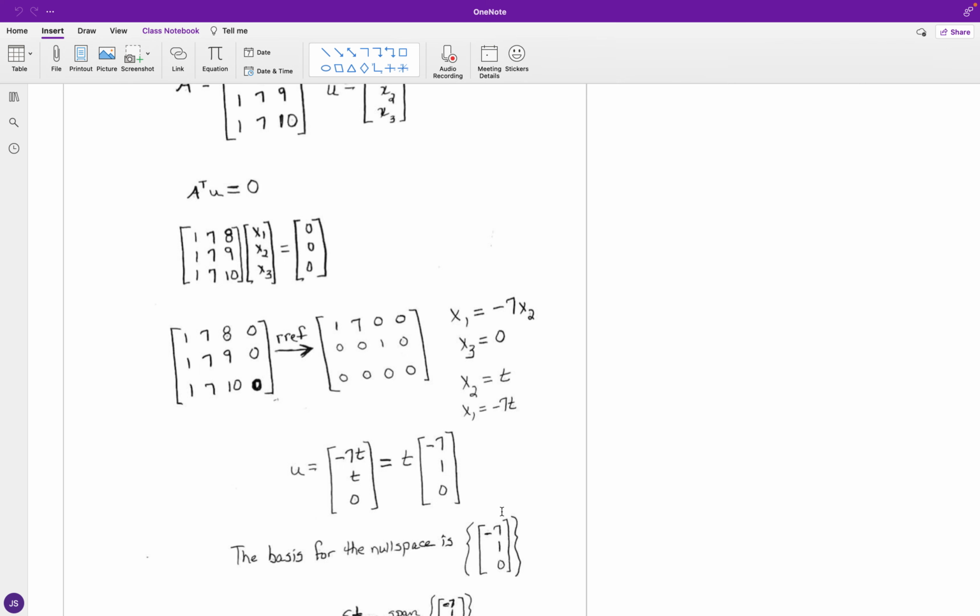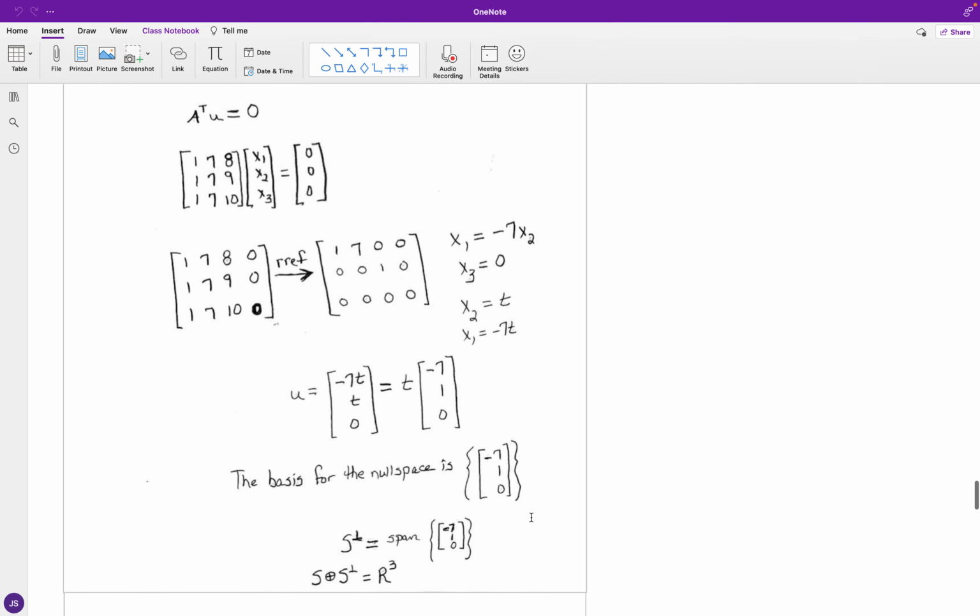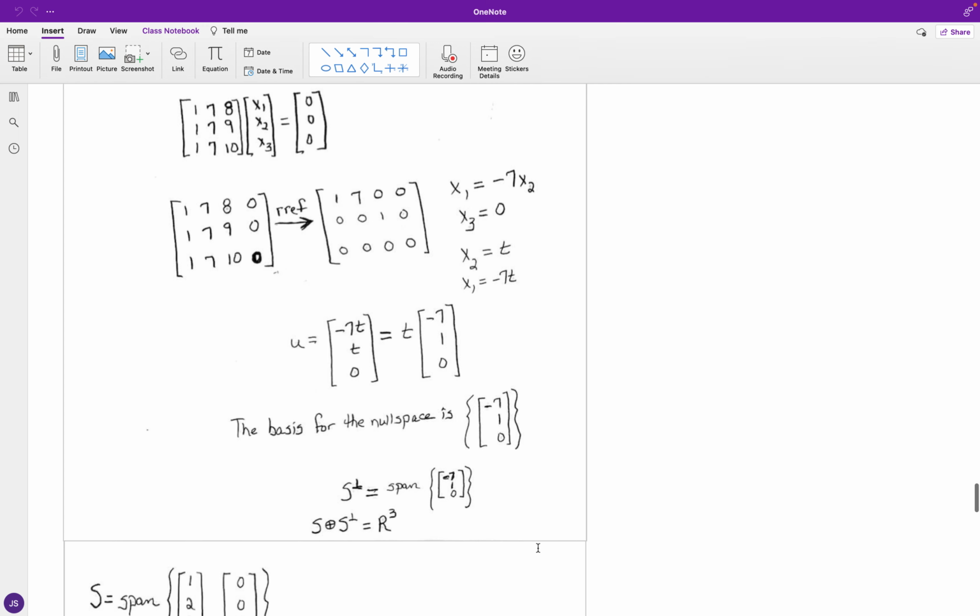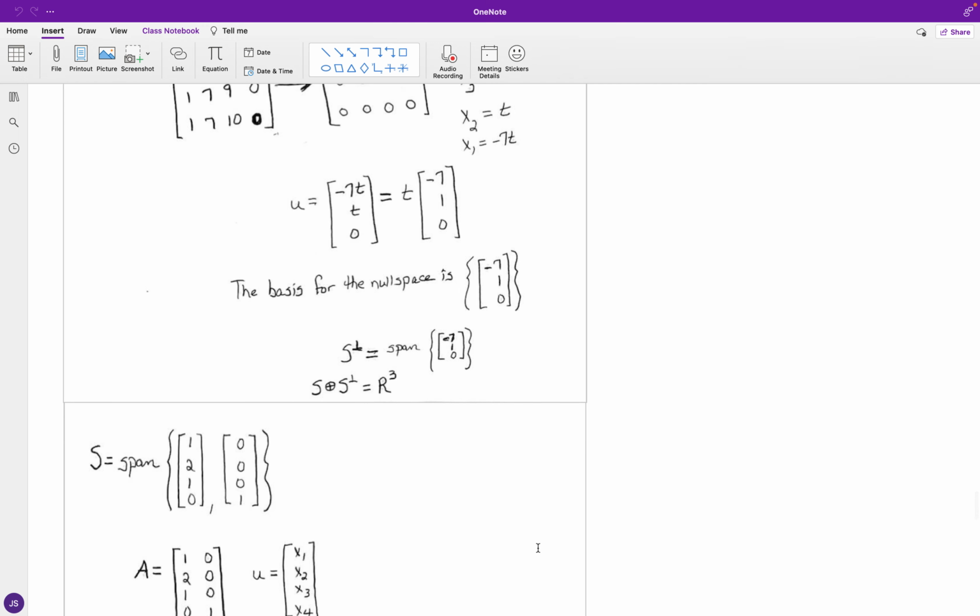And the vector with these constants is going to be the basis for the null space, or the orthogonal complement, which would be the set consisting of the 3 by 1 vector with negative 7, 1, and 0. So the orthogonal complement is going to be the entire span of the basis, the span of the set negative 7, 1, and 0. And throughout, the subspace and its orthogonal complement will have a direct sum that will amount to R3.